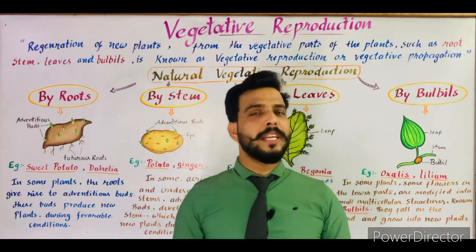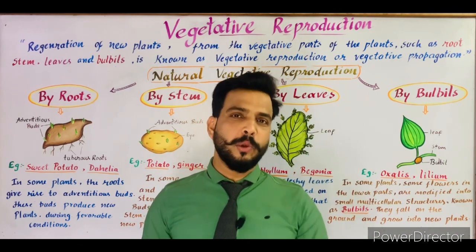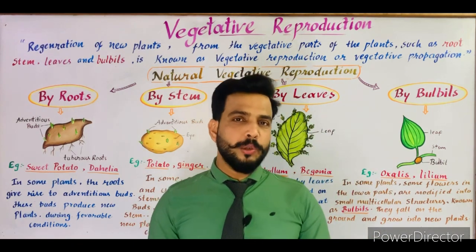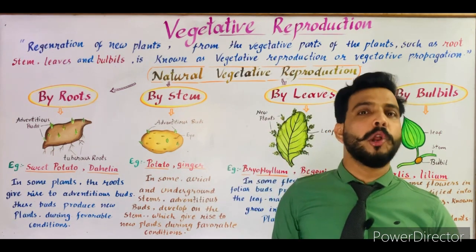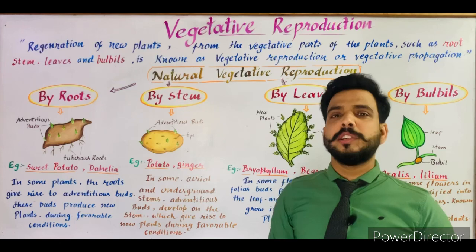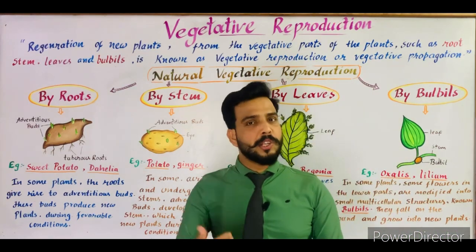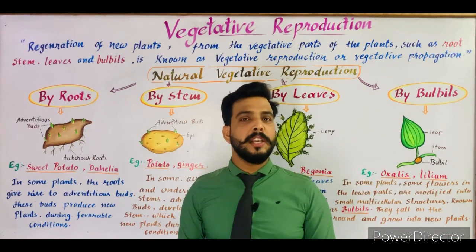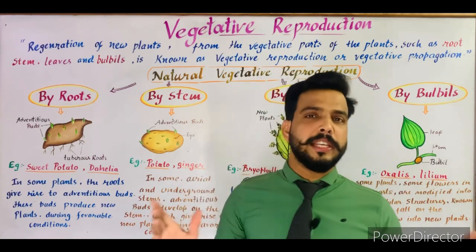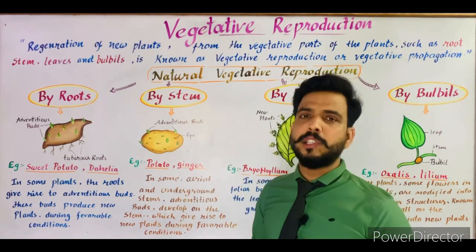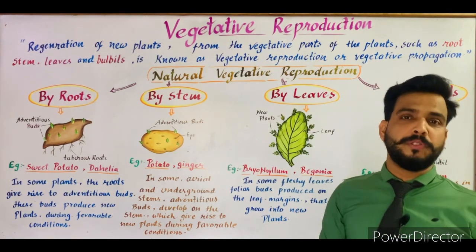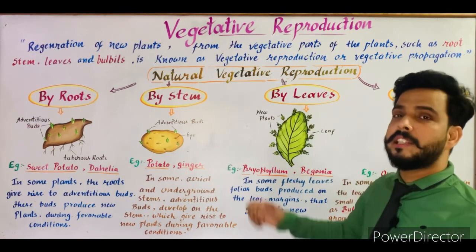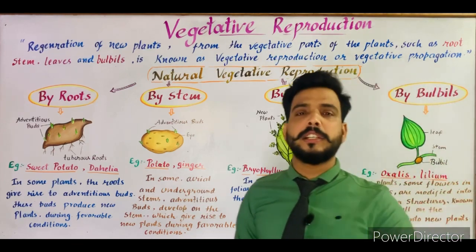Students, as we all know, currently I am making all my videos for my 12th students. In my last two videos, I started a new chapter, chapter number 1, Reproduction in Organisms. In these lectures, I told you about reproduction, different methods of reproduction, and asexual reproduction in a very detailed way. In this third lecture, I will tell you about another method of reproduction, that is vegetative reproduction or vegetative propagation.